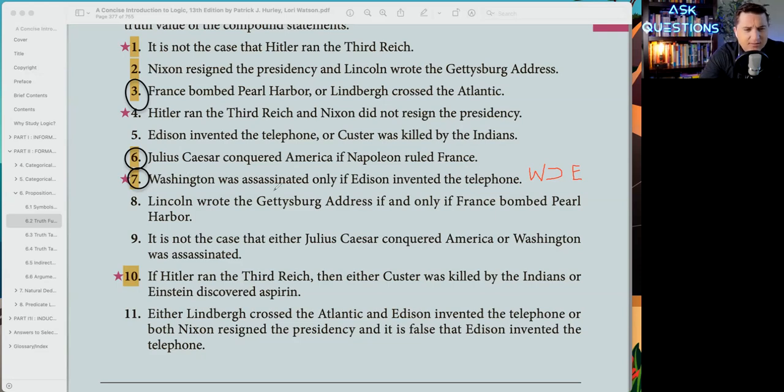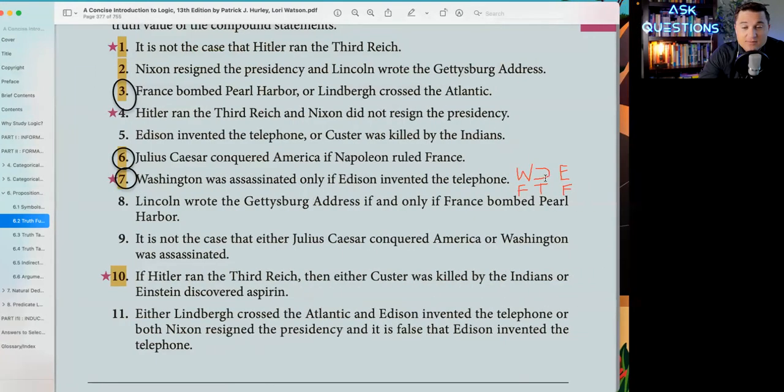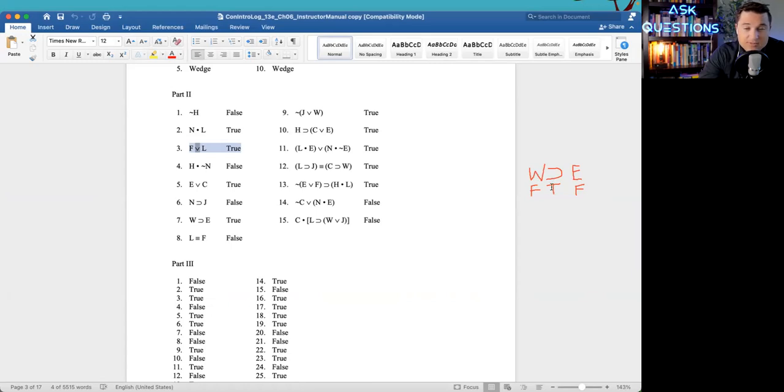Okay, now let's do the truth values here. Washington was assassinated. I don't think he was. That's false. And Edison invented the telephone. Edison, we think of him, I don't know, you might think of light bulbs and electricity or something. But Alexander Graham Bell, I think that's ringing a bell. I think he's the telephone person. So I think those are both false. And again, you might be tempted to say, oh, if both parts are false, the whole thing is false. But remember, for the horseshoe statement, when both parts are false, the whole statement's true. It's only this lethal connection when the antecedent's true and the consequent is false. So that was 7. We have W horseshoe E. And we said that it's true.